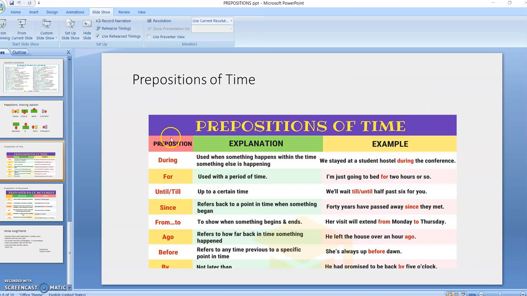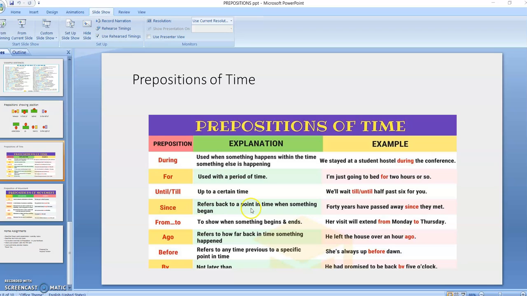Next is prepositions of time. During. We use it when something is happening along with something else. Example, we stayed at a student hostel during the conference. For, used with a period of time. I am just going to bed for 2 hours or so. Until, till, up to a certain time. We'll wait till, until 6:30 for you.